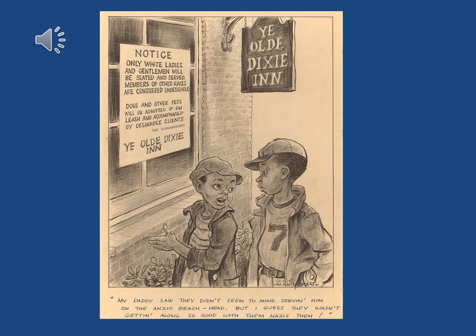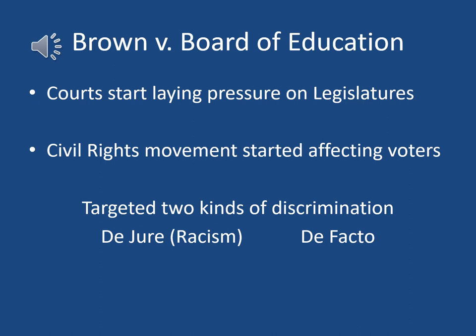All of this accumulated and culminated in the Brown versus Board of Education decision of the Supreme Court, where the court essentially declared segregation illegal if the amenities were not provided equal. And the court started laying pressure on the legislators, invalidating laws that they had passed. Well, the civil rights movement started affecting voters.